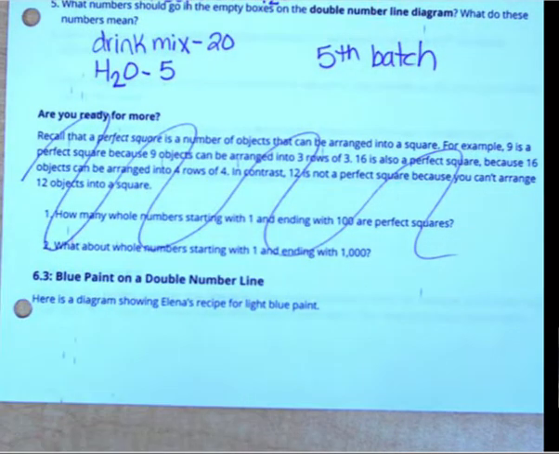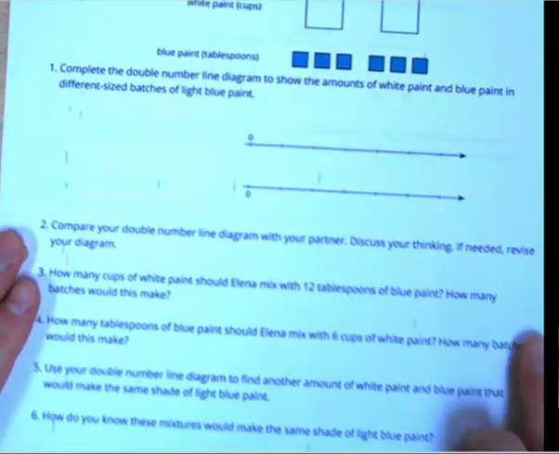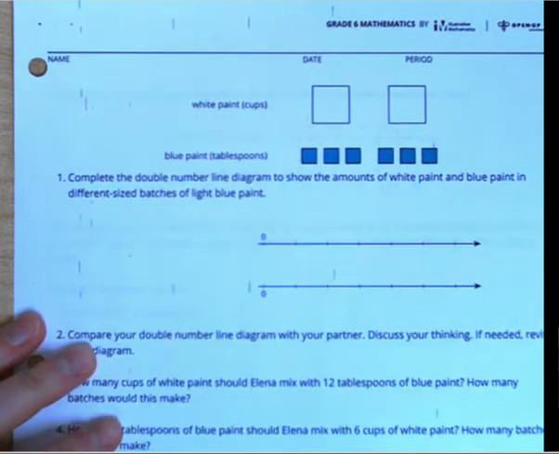And we're going to move on to another double number line diagram. So here we are, and it represents Elena's recipe for light blue paint. So she was making her own light blue paint. She had white and blue, and she was mixing them together. So the first one says complete the double number line diagram.